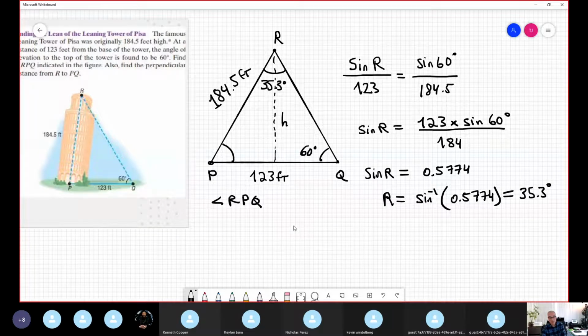But this is the angle that I don't want. Well, we have two possibilities, one in the first quadrant and one in the second quadrant, but the second quadrant makes no sense because this angle is acute.